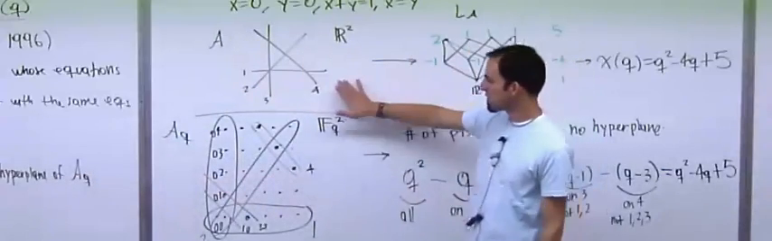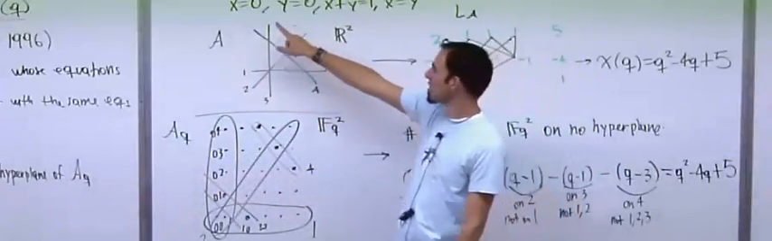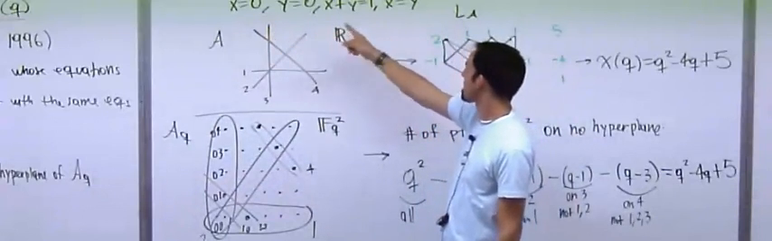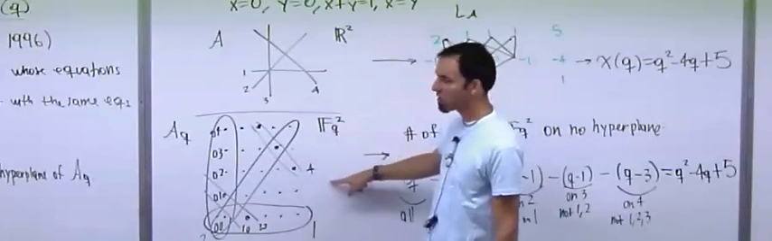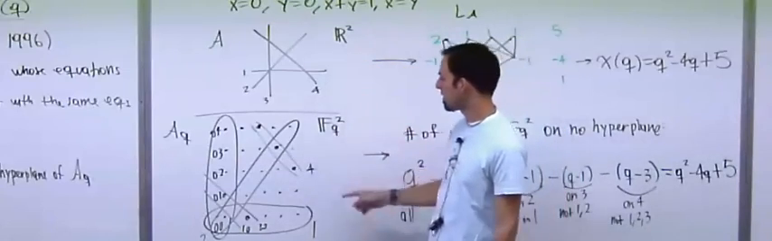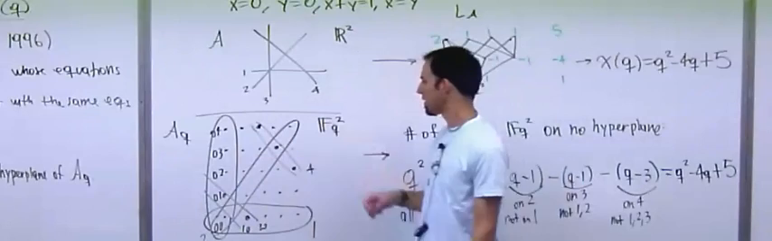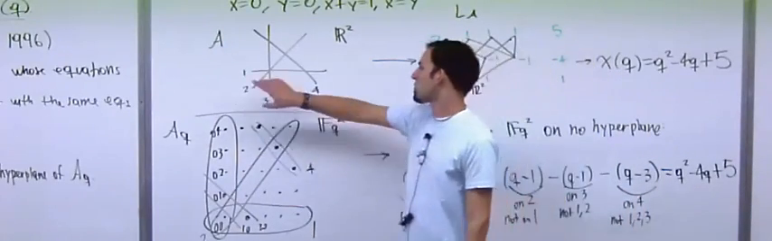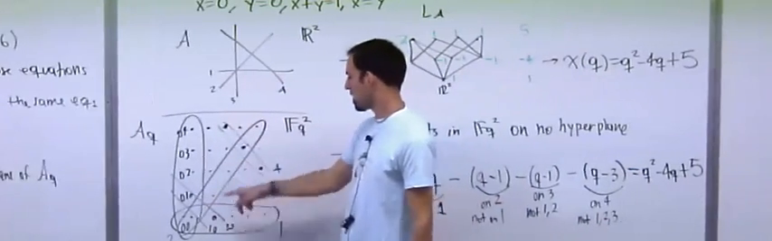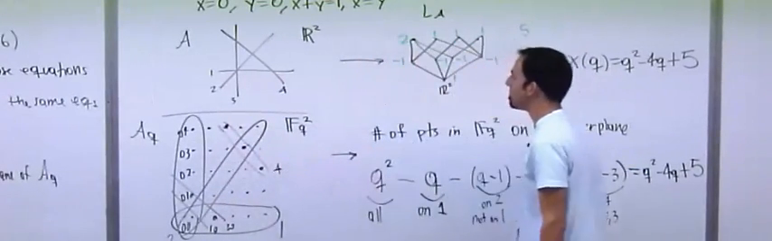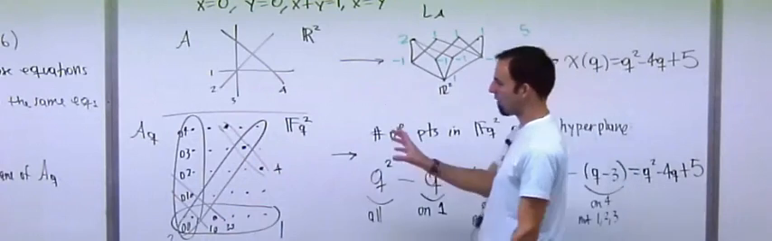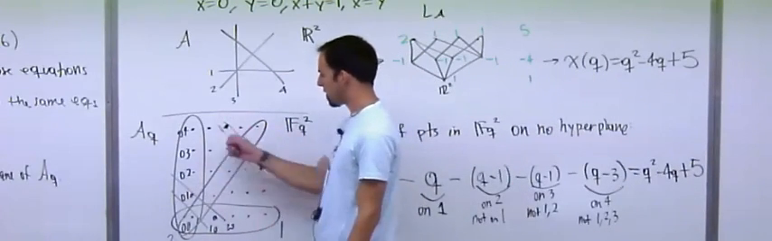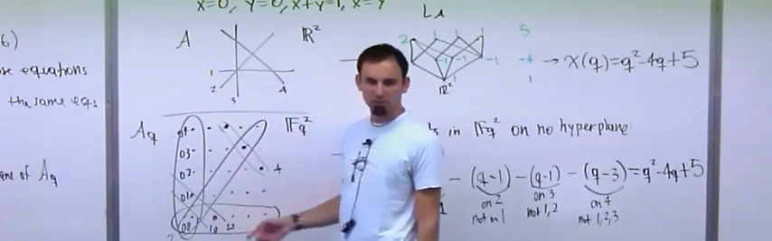I started with an arrangement in R2. And my arrangement has integer coefficients, which means that I can consider the arrangement with the same equations mod Q. So instead of R2, I'm living in FQ2, the plane over the field of Q elements. And each one of these hyperplanes becomes a little sausage-shaped thing here. All I have to do now is, in this picture, count the number of points that are on none of these hyperplanes.